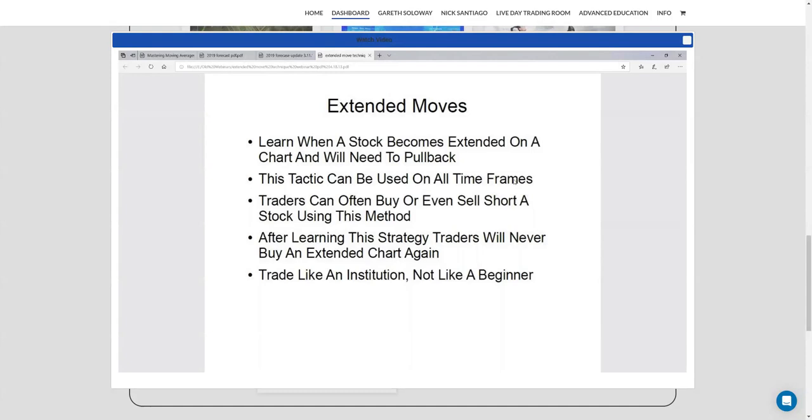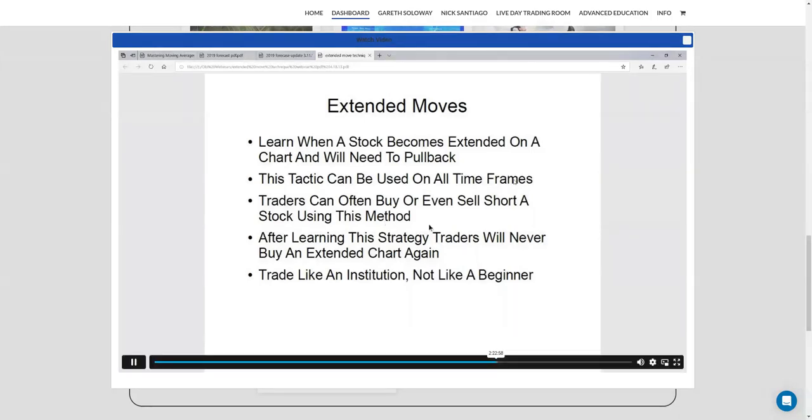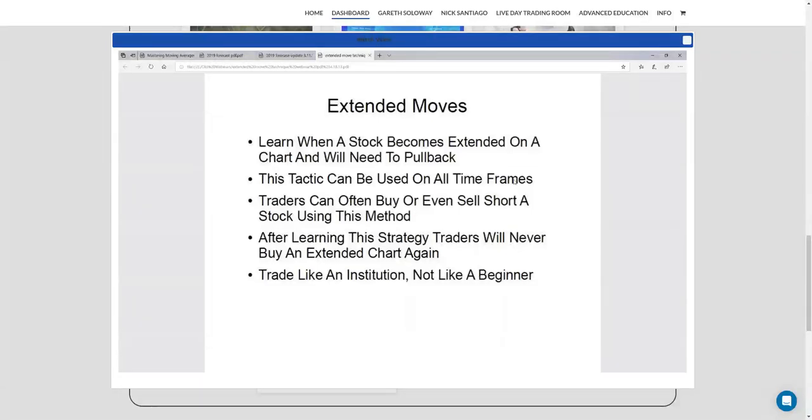Traders can often buy or even sell short a stock using this method, right? After learning the strategy, traders will never buy an extended chart again. So how many of you have ever heard us say, hey, you're chasing the market? Don't do that. You're chasing. Don't buy up there. How many of you ever heard me say that? Maybe heard Garrett say that?